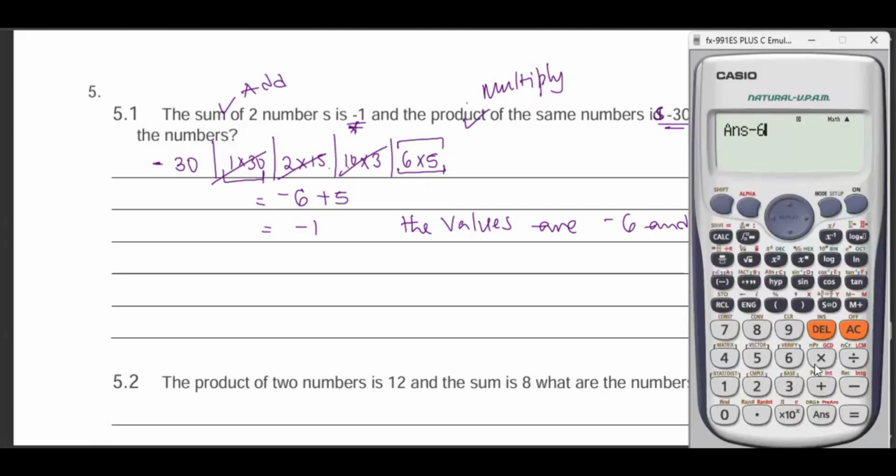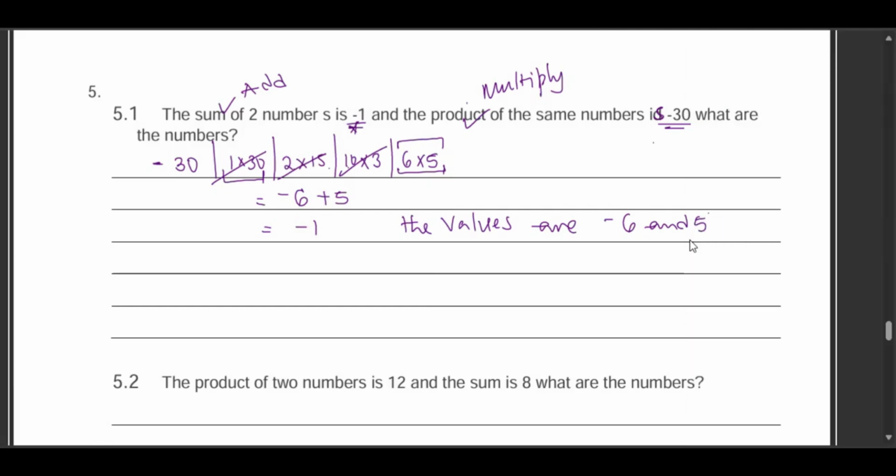You can test them on your calculator. -6 plus 5. I have a -1, so they qualify. And when I multiply them, I still get a negative 30, which is true. So these are the values that I was looking at. All right, there we go.